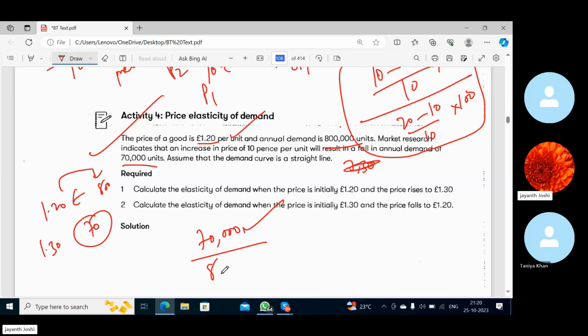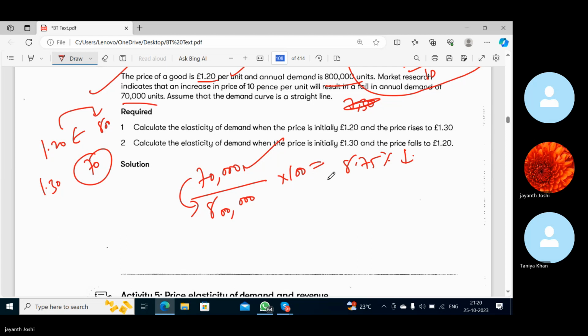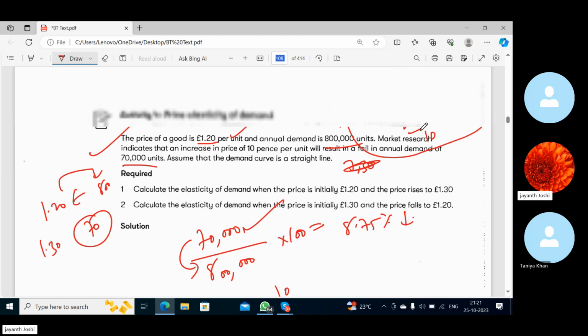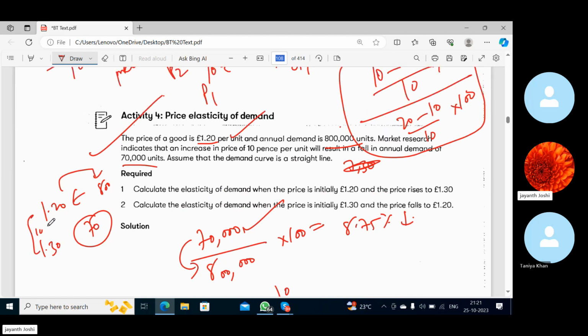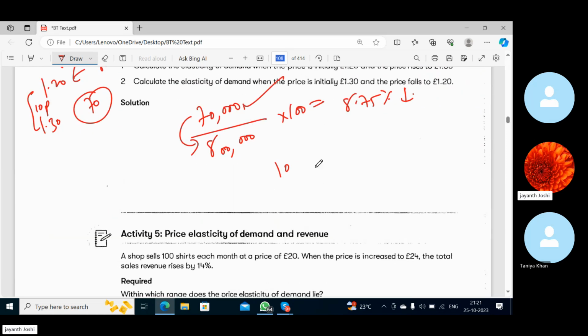So this divided by the total units. So we'll see how much the change is. The fall is 8.75%. Now next, the percentage change in price we'll see. This is the percentage change in demand. Percentage change in price: it was 10 pence, right? The change is 10 pence, divided by the actual, which was 1.20, into 100. 8.33%. Okay.